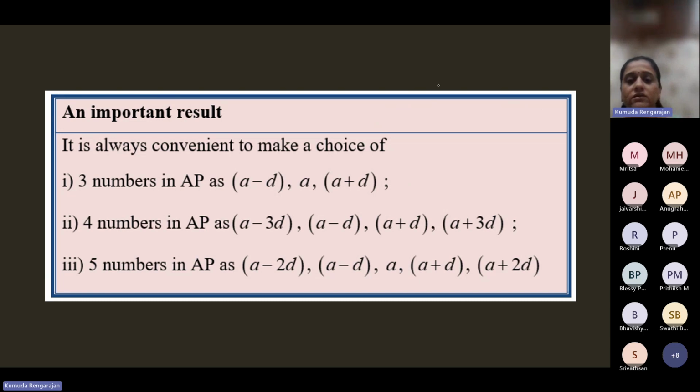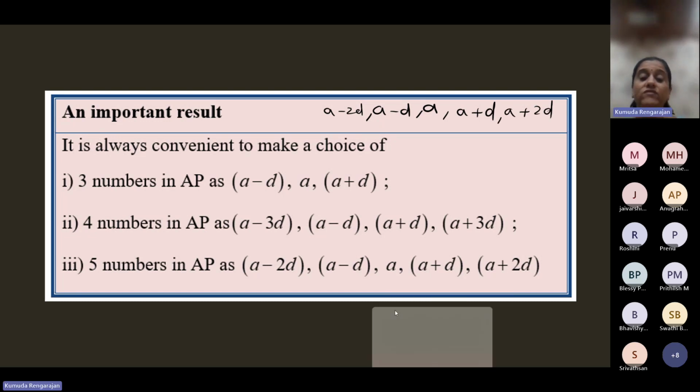I'll show you again. A, before this A minus D, and after this A plus D. This will be the assumption for 3 terms in AP. Just take one on either side. So A minus 2D here and A plus 2D here. So this is how you assume 5 numbers in AP.